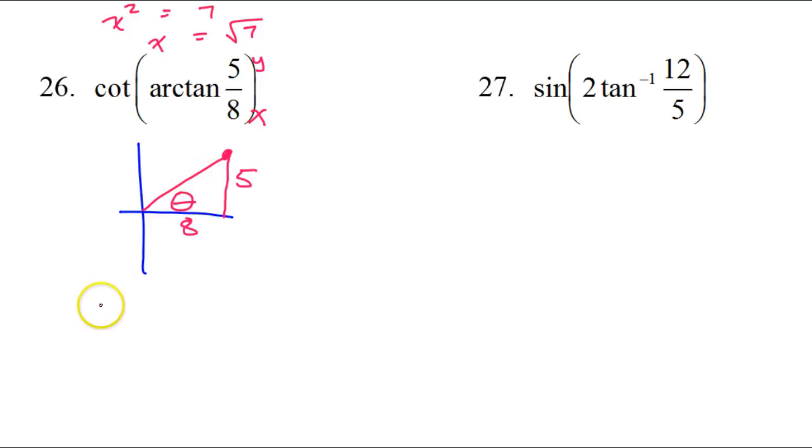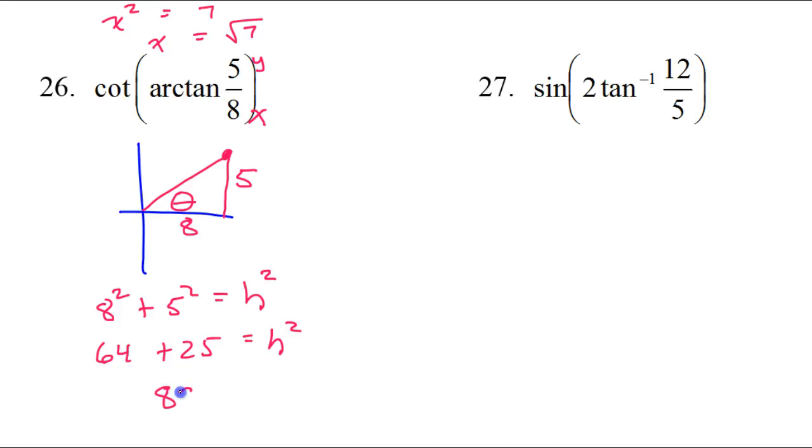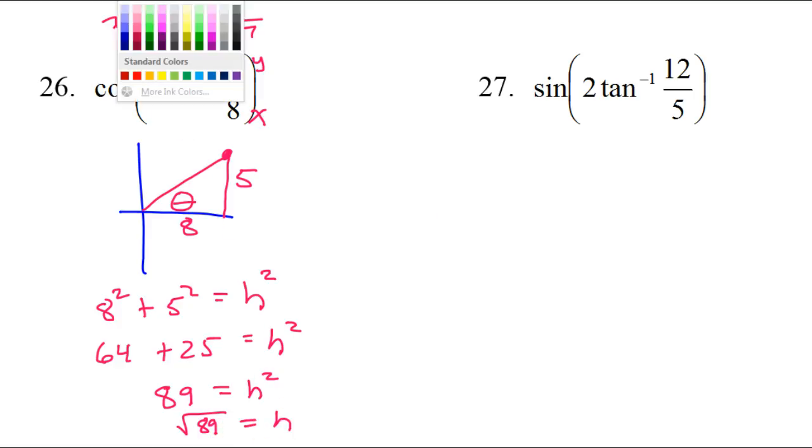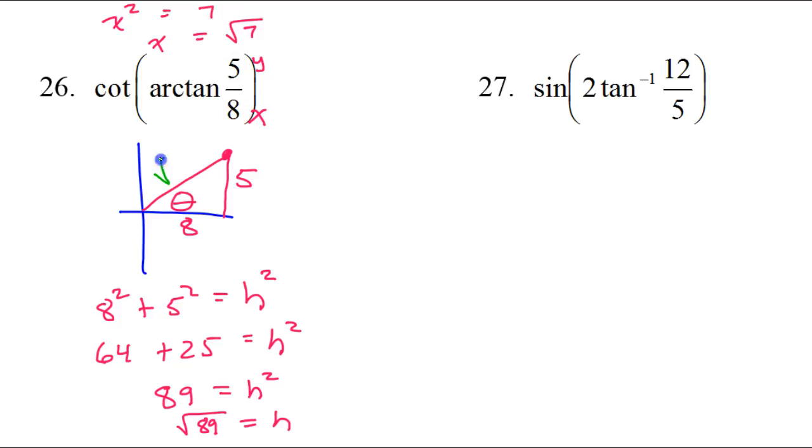So this would be a squared plus b squared equals c squared, right? Hypotenuse squared. So that's going to be 64 plus 25 is equal to the hypotenuse squared. 89 is equal to the hypotenuse squared. So the square root of 89 is equal to the hypotenuse. Okay, so this is the square root of 89.